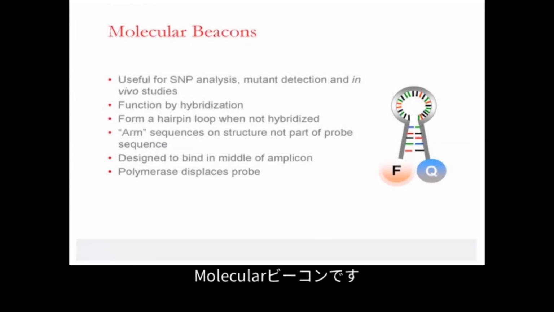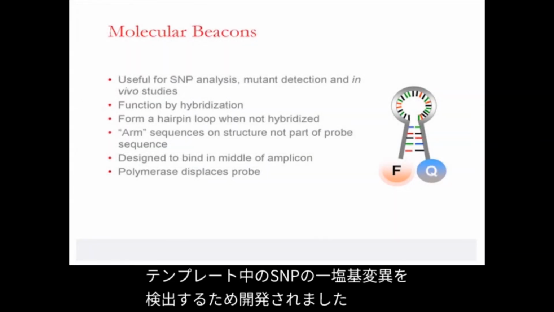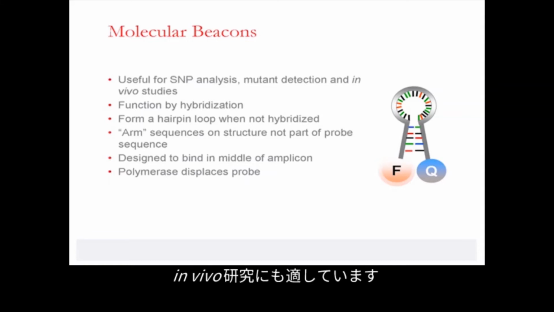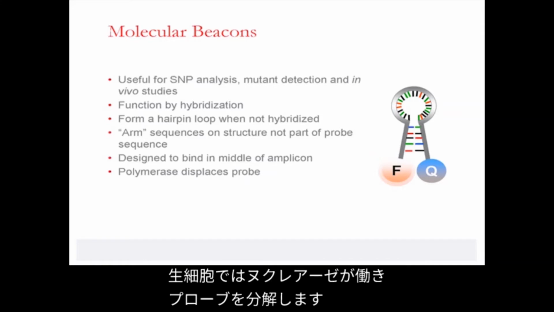This slide shows the molecular beacon. Beacons were developed as a method to detect SNPs, single base changes in a template, and are also good for in vivo study, as the formation of a hairpin structure protects the probe to a certain extent from nuclease activity. Living cells have an array of functional enzymes with nuclease activities that would degrade the probe.